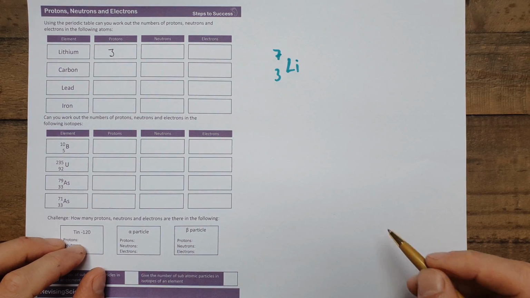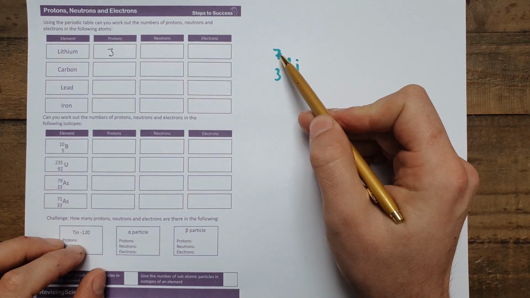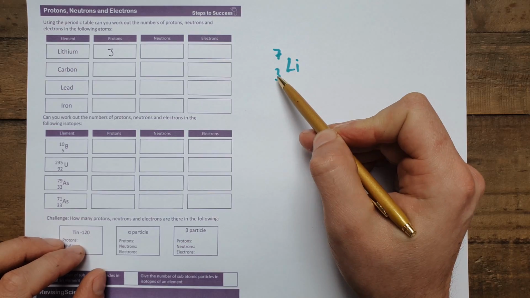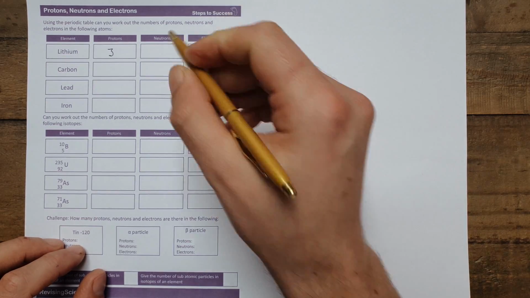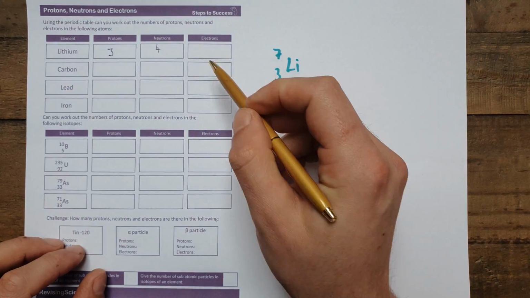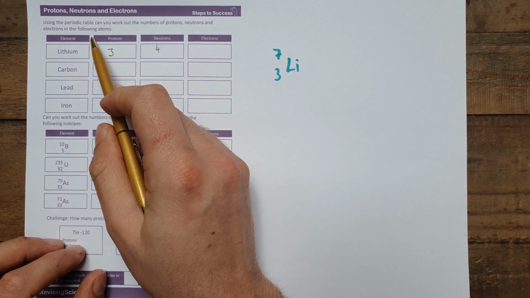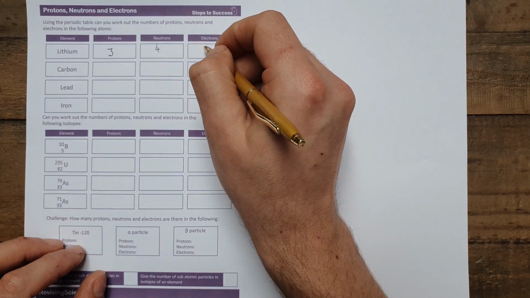The number of neutrons is taken by taking the atomic mass and taking away the proton number. So 7 minus 3 gives us 4. And the electrons, because they're atoms, must equal the same as the proton number, so our electrons is 3.